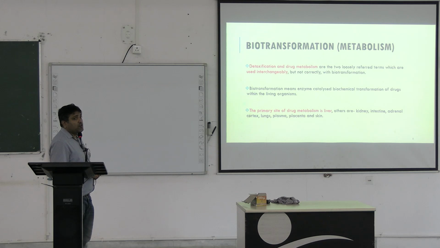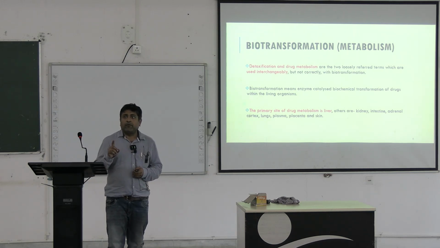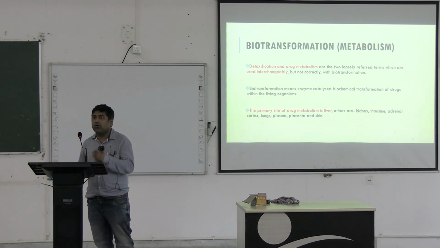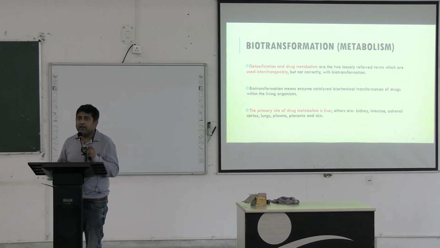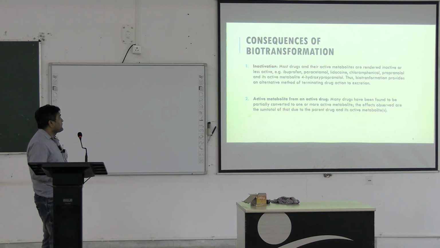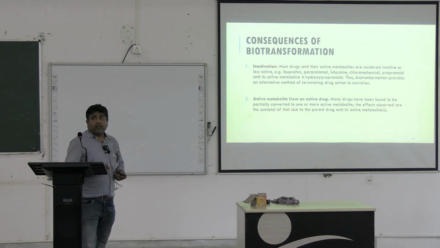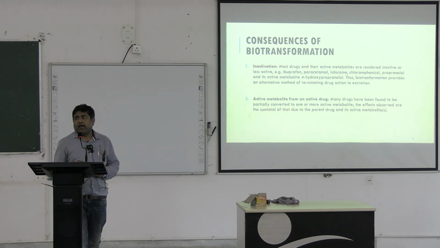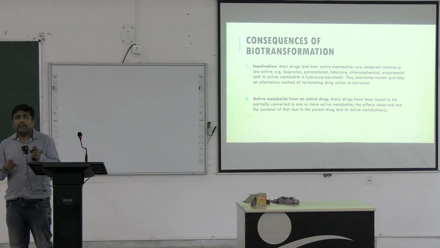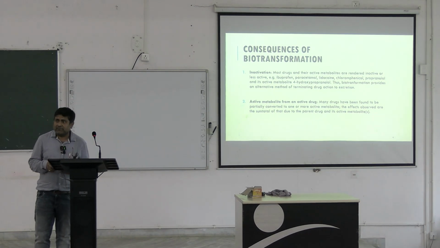Now, the primary site of drug metabolism is the liver, but drug metabolism does not only take place in the liver. It can take place in the intestinal wall, in the lung, in the skin, in placenta, plasma. Now, what are the consequences of biotransformation? Either the drug which was active in the body is inactivated by biotransformation. This is the number one consequence.